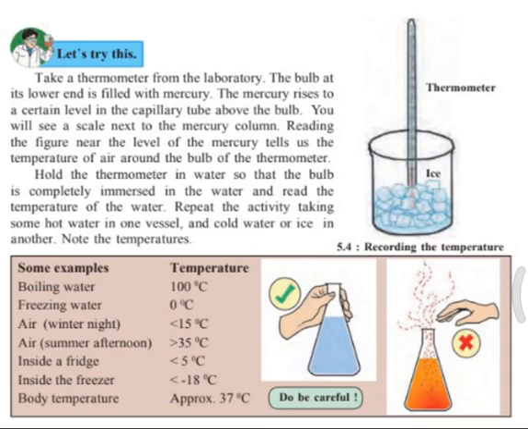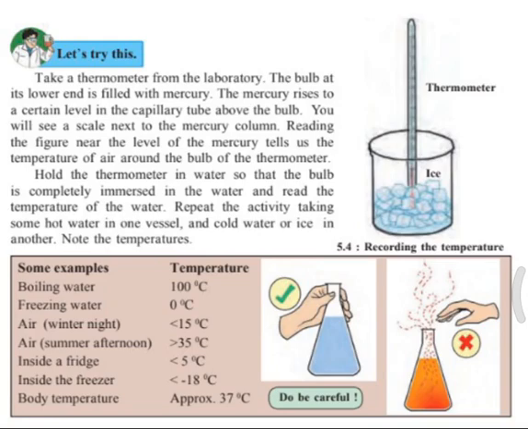Children, you might have seen the clinical thermometer that is there in most of your houses, right? What is there in that? In that you have certain numbers, right? And when the mercury rises to a certain number, you are able to see what number it is, and by that you are able to find out the temperature of the substance, right? Hold the thermometer in the water so that the bulb is completely immersed in the water and read the temperature of the water. Repeat this activity, taking some hot water in one vessel and cold water or ice in another, and note the temperatures. Okay, children?